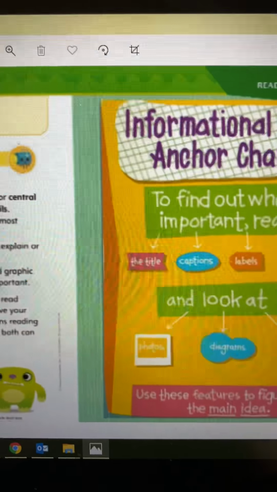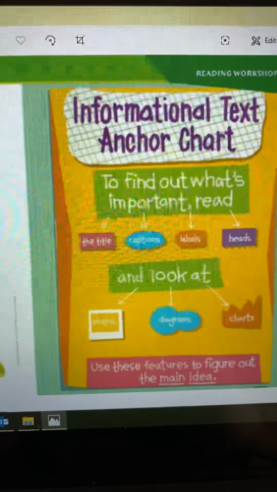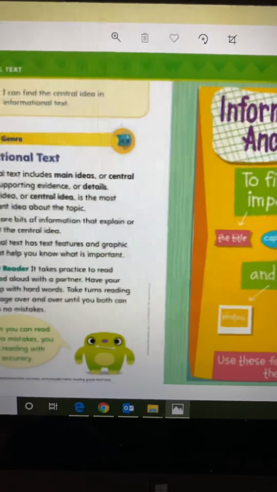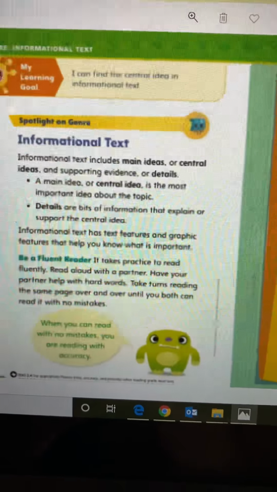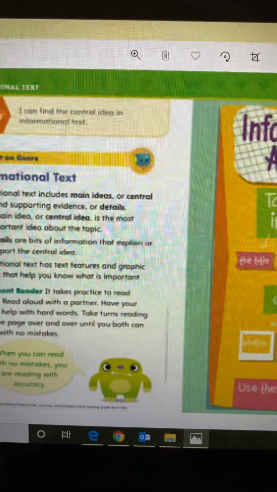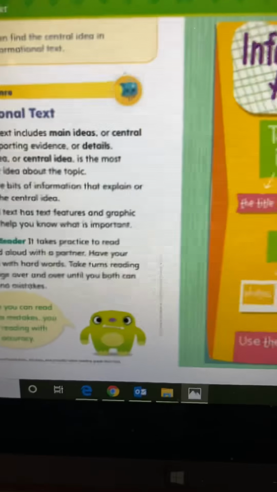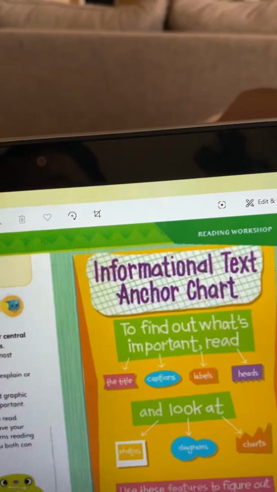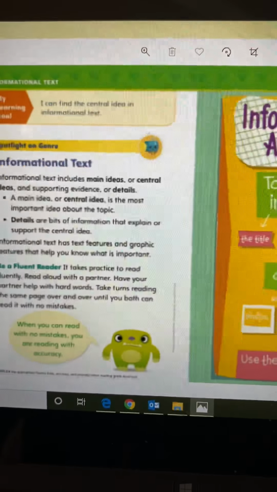For reading this week, you are going to do an informational text, and you will find these 2 pages here in your packet that you have received from your teachers. We are in week 5.5, and this video is going to help you remember what informational text is and how we read to understand the information.